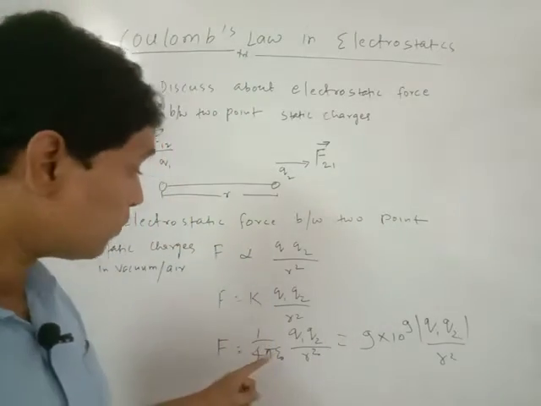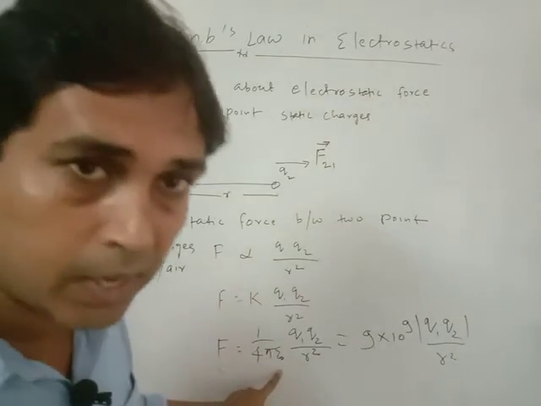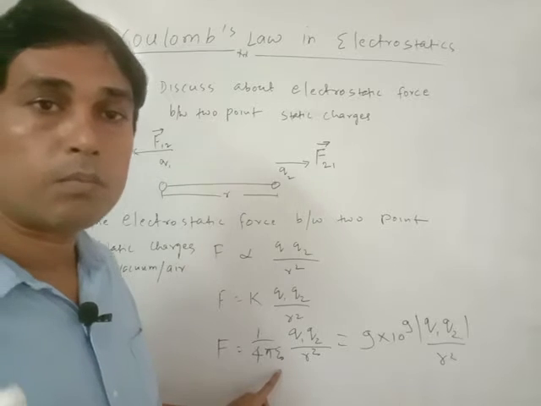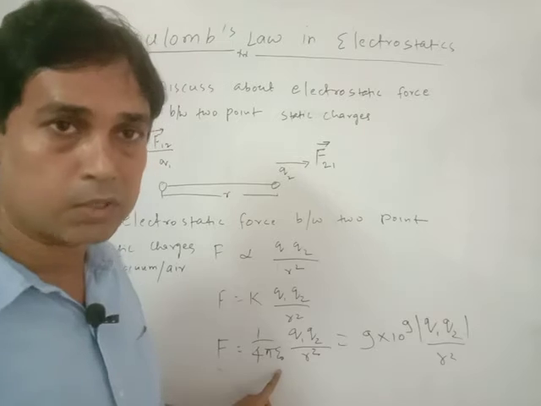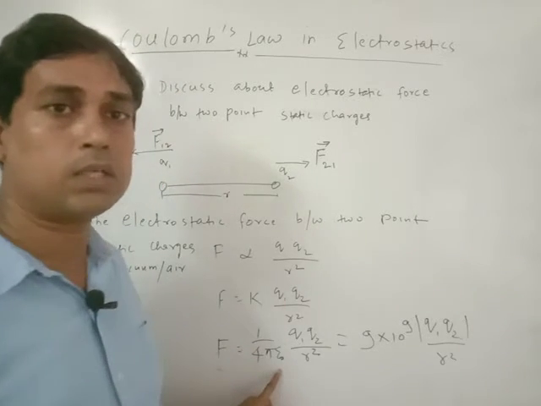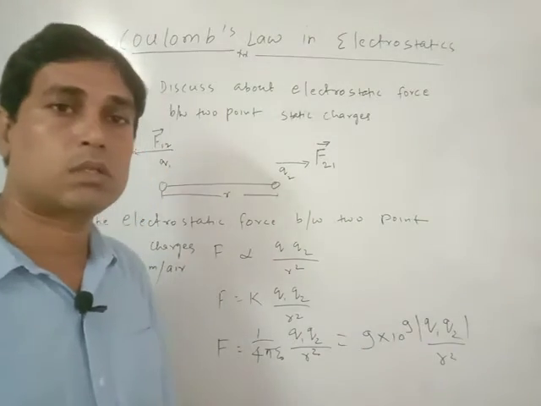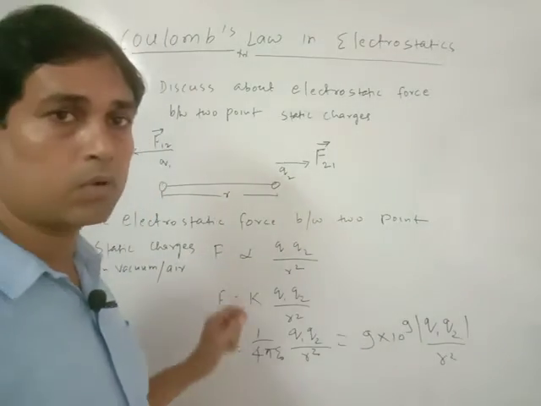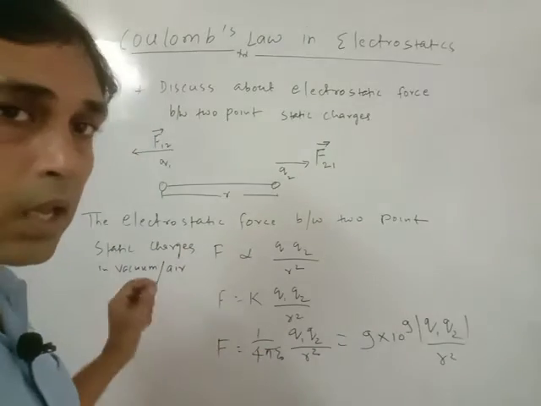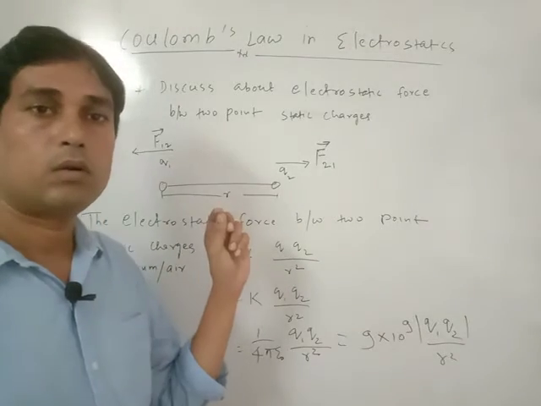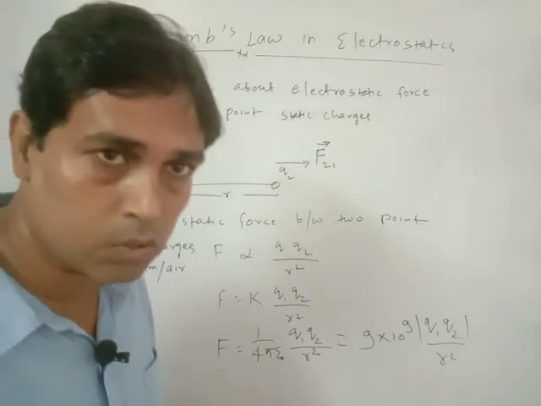Because when charged particles are placed in a vacuum or air, epsilon naught is known as the absolute permittivity in free space, and its value is about 8.854 into 10 to the power minus 12 coulomb square per newton meter square. So dear students, we obtain the equation which is used to measure the magnitude of electrostatic force.